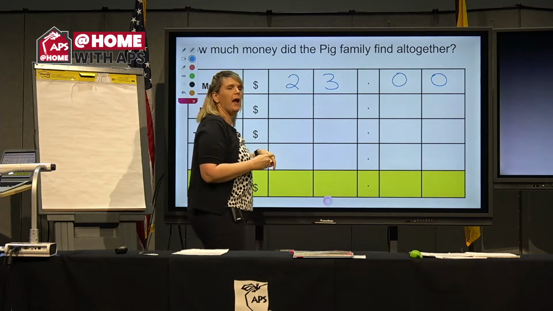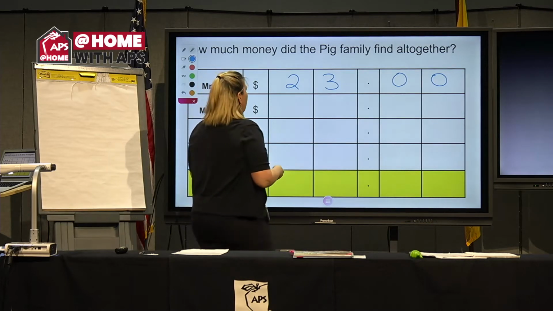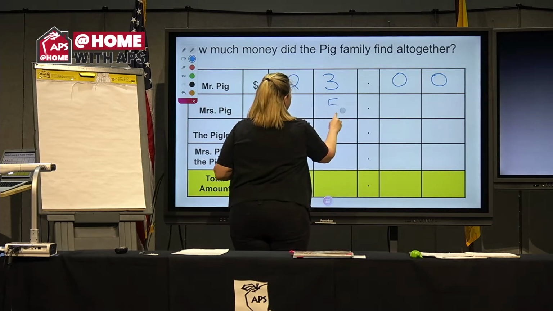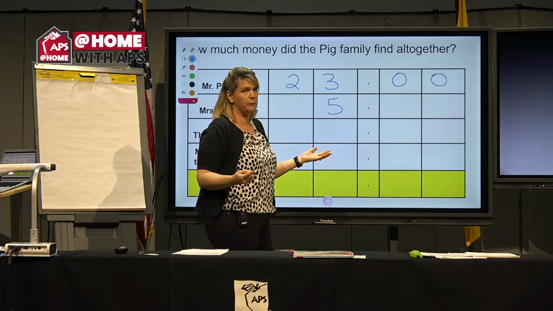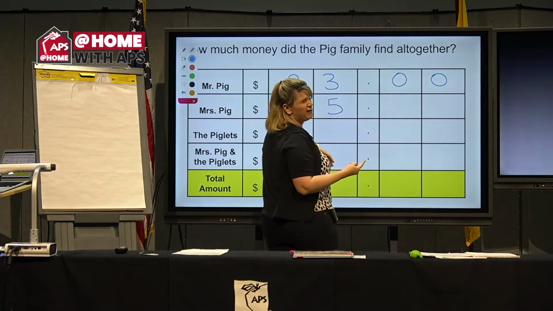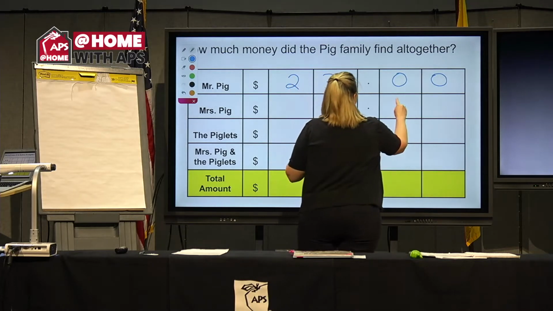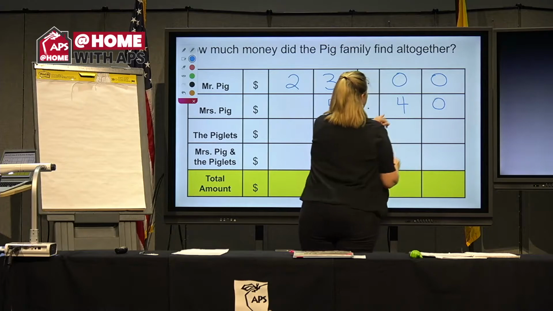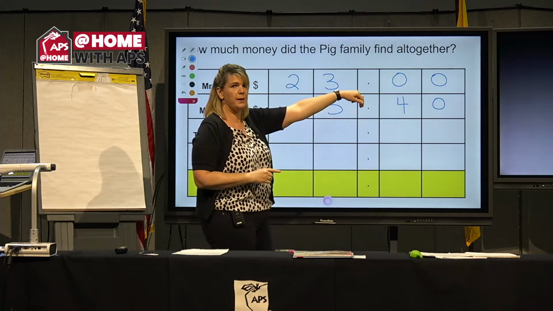What did Mrs. Pig have? $5. Would I put that over here in the 10s? Nope. I need to make sure I sort this correctly according to my place value. So I had 5 ones, right? Well, it's technically a $5 bill, but it would equate to 5 ones. And she had 40 cents, right? So that would be like 4 10s, no pennies, right?